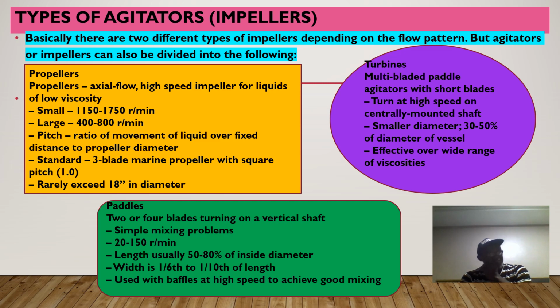Types of agitators: like we mentioned, there are three different types depending on the flow pattern. You have propellers, paddles, and turbines. We have tried to show small, medium, and large, their dimensions, and at what point all these types can be used.